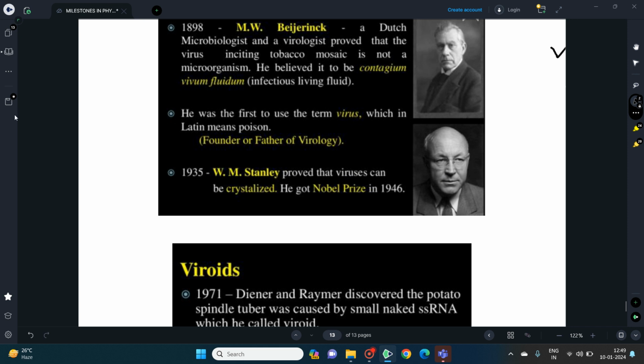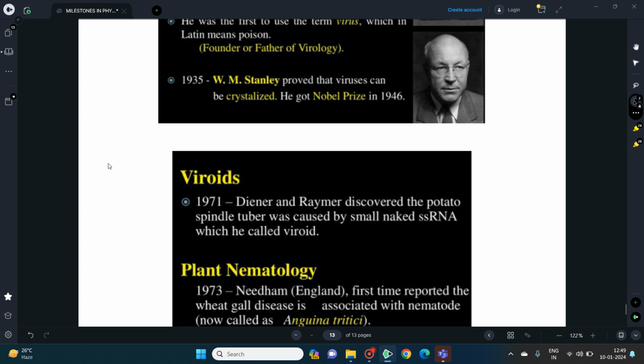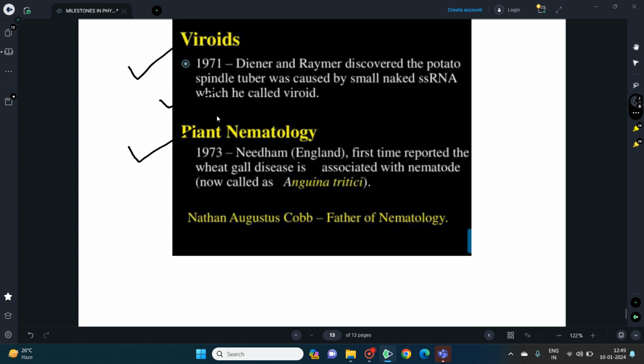In 1935, Stanley proved that the virus can be crystallized. He got the Nobel Prize in 1946. Viroids: in 1971, Diener and Raymer discovered that potato spindle tuber was caused by a small naked ssRNA, which they called viroid. Plant nematology: in 1743, Needham from England first reported that wheat gall disease is associated with a nematode, now called Anguina tritici. Nathan Augustus Cobb is the father of nematology.